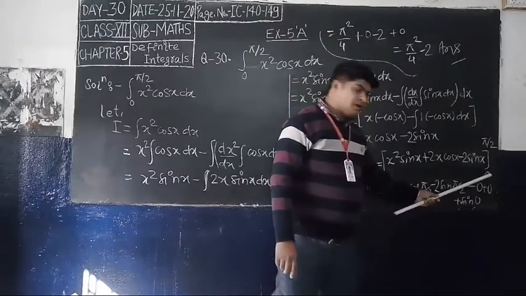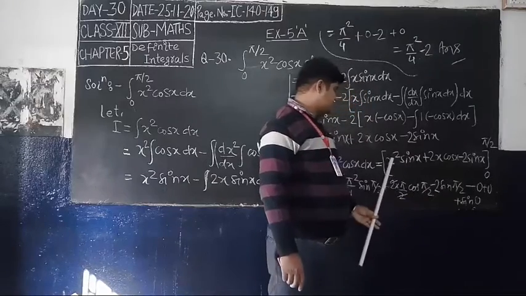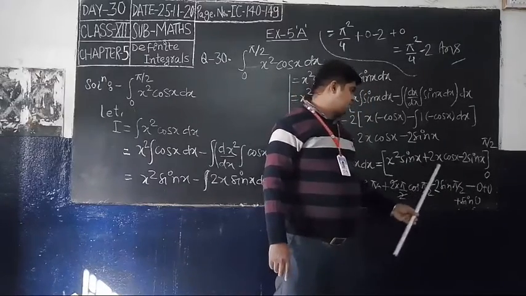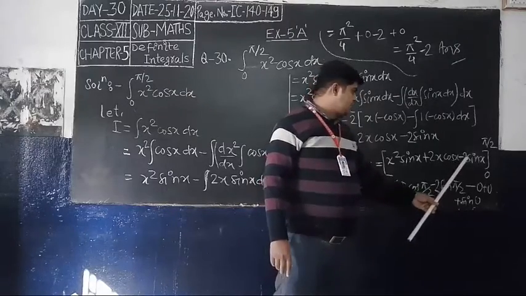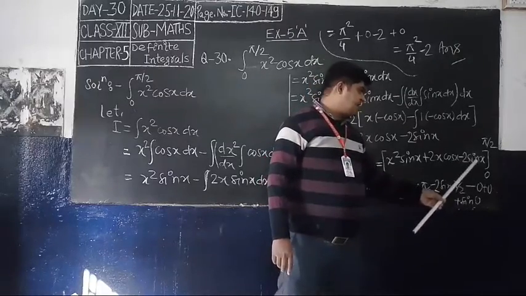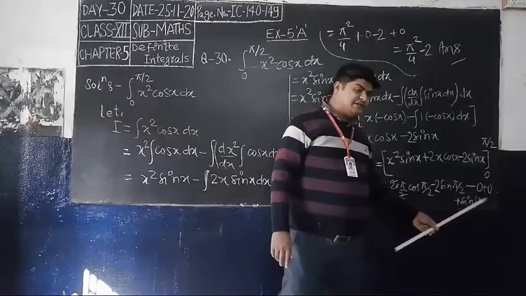Then after you will put the lower limit 0. Minus 0 is nothing, this is 0, this is also 0 because 2 into x is 0, this term also 0, minus 2 sin x, sin 0 is 0, so it will be 0 also.